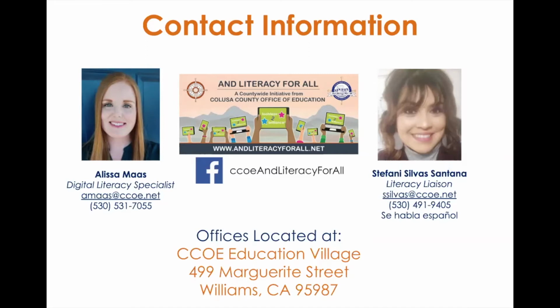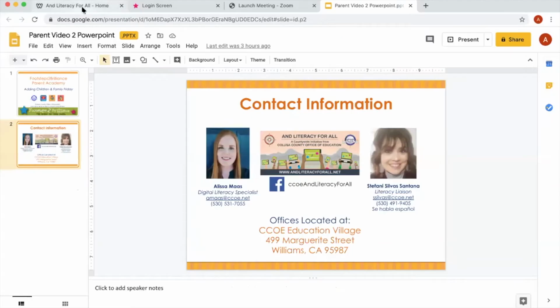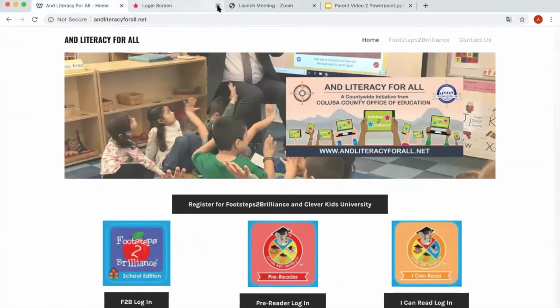We will begin by visiting www.andliteracyforall.net. So here's that website, and you'll see that we have the Footsteps to Brilliance app here, and we also have our two Clever Kids University apps here. I will discuss Clever Kids in later Parent Academy videos. Today we're just focusing on Footsteps to Brilliance. By having a Footsteps to Brilliance account, you're able to log into all three apps, and they are all free.